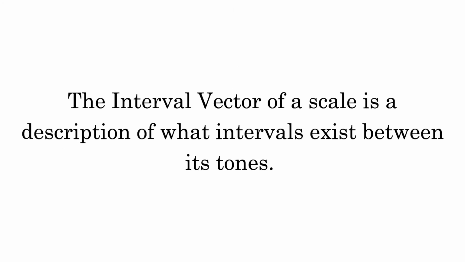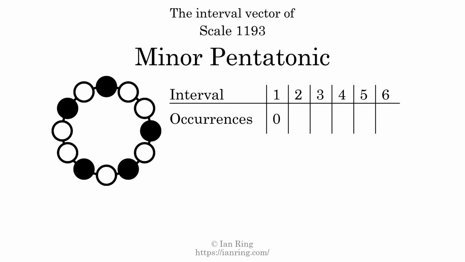The interval vector of a scale is a description of what intervals exist between its tones. There are no intervals with the size of 1 semitone. There are 3 intervals with the size of 2 semitones. They are here, here, and here. There are 2 intervals with the size of 3 semitones. They are here, and here.